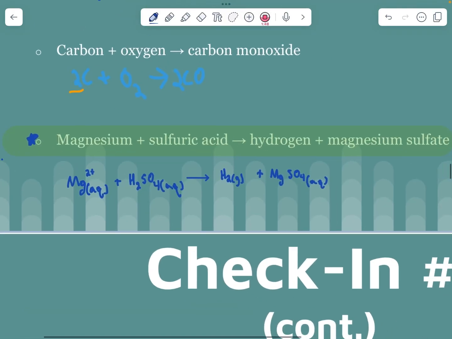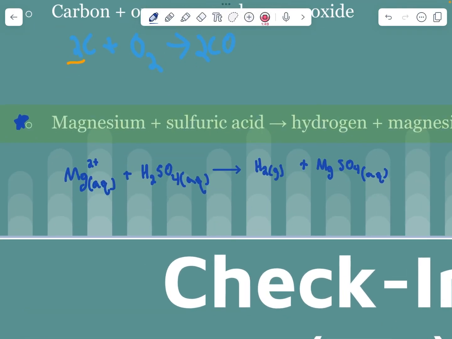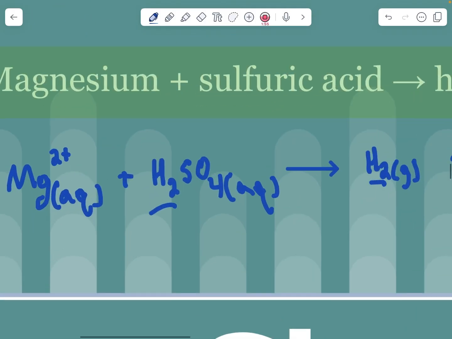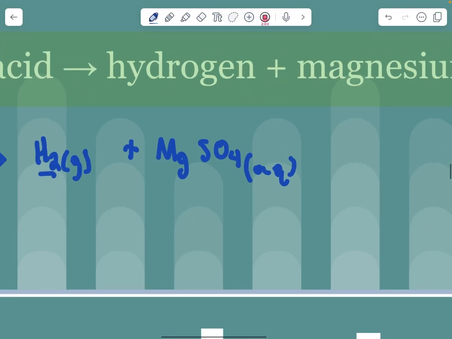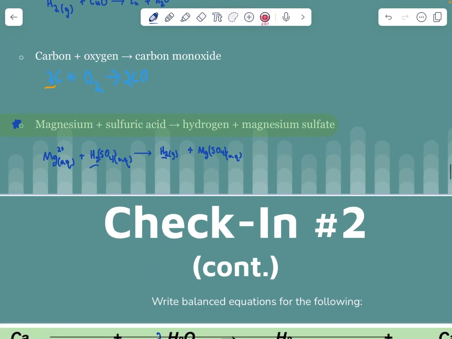We have 1 magnesium on the reactant side, 1 magnesium on the product side, 2 hydrogens here, 2 hydrogens here, and then we treat this sulfate as its own little guy. Sorry, usually we put parentheses over it, but I kind of drew the state symbol too close. So yeah, we put parentheses and treat him as its own little ion, and that's going to be 1 and 1, so we're good with that.